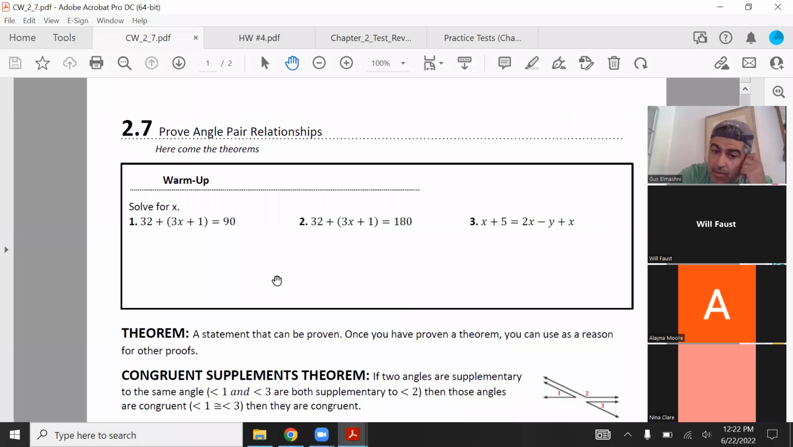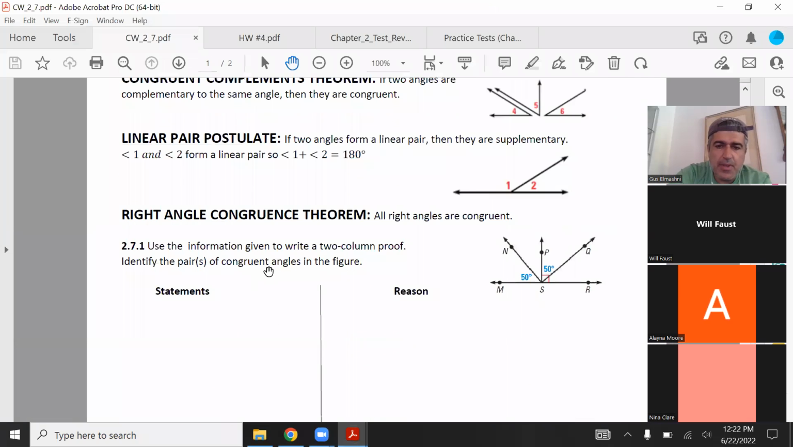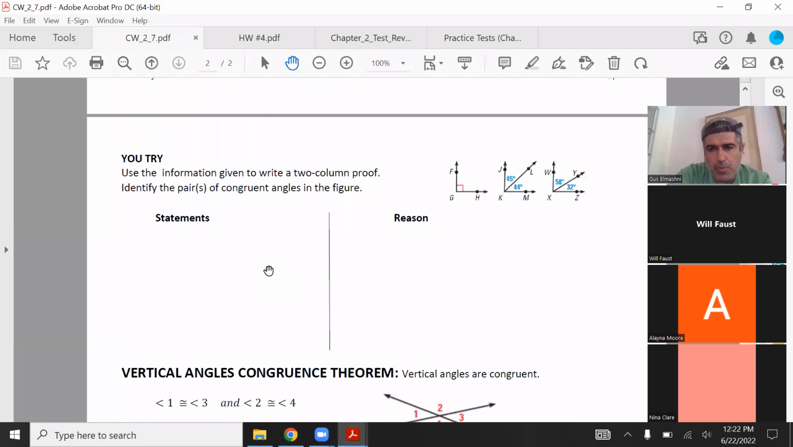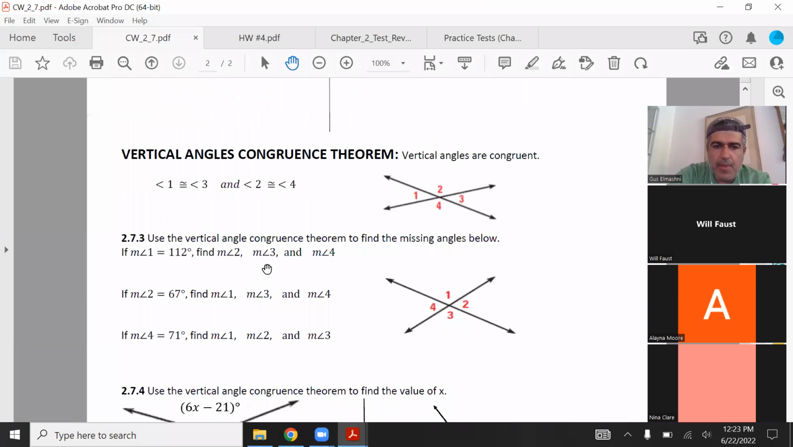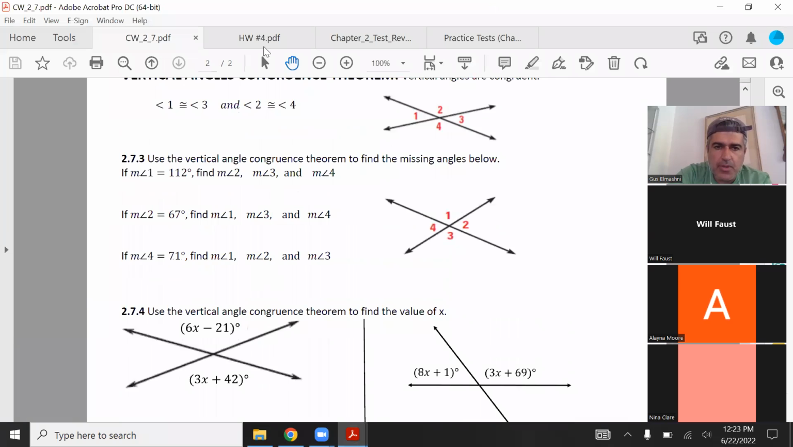So we have more warm-ups solving for x. We had other theorems, other ways of proving angles are the same that I discussed in the video. We had a proof here. This proof was weird, I just crossed it off. And then we had you guys solving some stuff here. So let's go ahead and work these out. Make sure you guys got these.